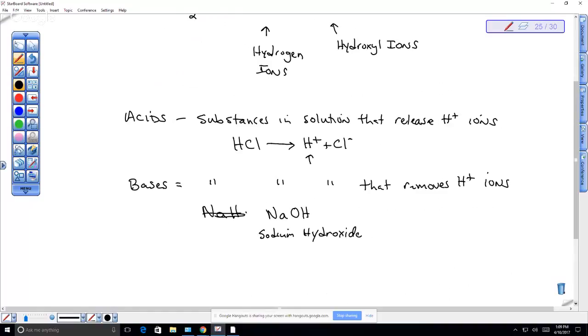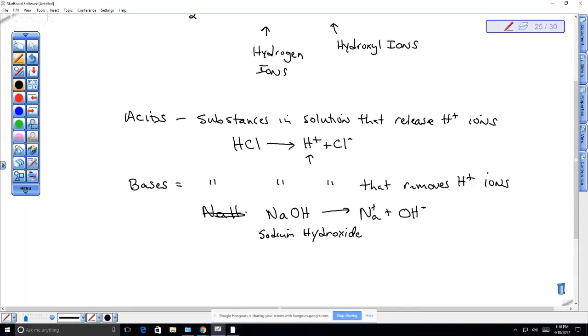And so if you put this in water, what's going to happen is that the sodium is going to disassociate, and then the hydroxyl ions are also going to disassociate. So they break apart, right? Sodium should have a positive here. Okay. So you're like, well, how does that remove hydrogen ions? Well, that is actually going to cause that first chemical reaction with water to go the opposite way.